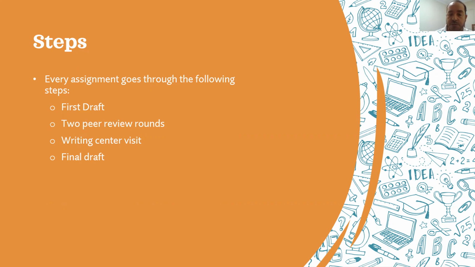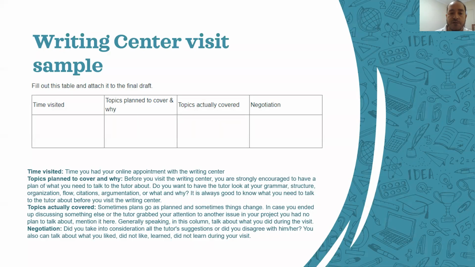There was a first draft in which students had to write their ideas, like a rough draft. They submitted it. They received feedback from me, and then they had to go through two peer review rounds. They had to give their assignments to two peers, and they received feedback from two peers. They also gave feedback to two peers. And also they had to visit the writing center, and then finally they submitted the final draft of the assignment.